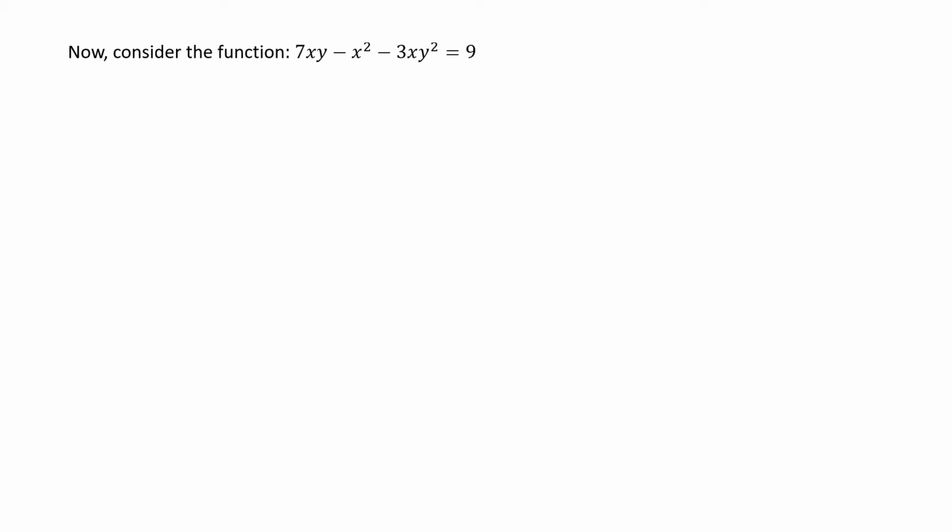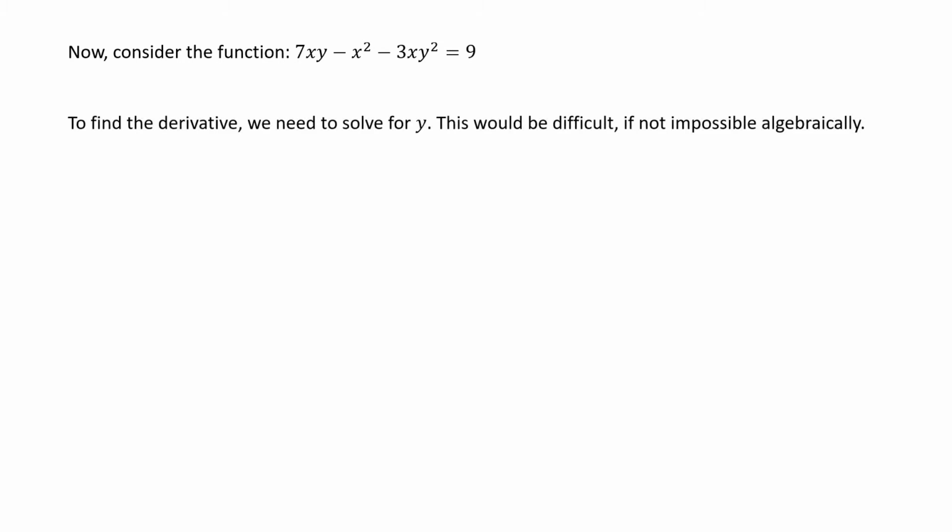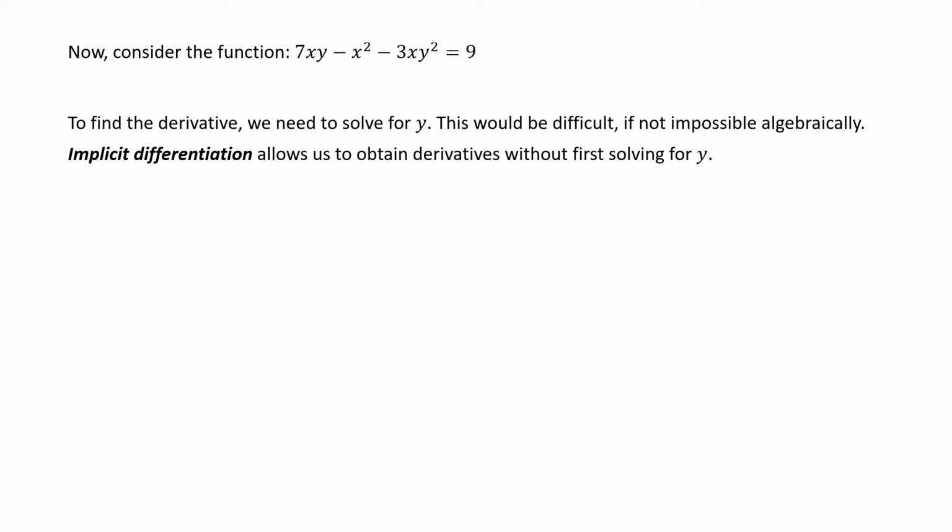Now consider the function 7xy minus x squared minus 3x times y squared equals 9. To find the derivative, we need to solve for y. This would be difficult, if not impossible, algebraically. Implicit differentiation allows us to obtain derivatives without first solving for y.